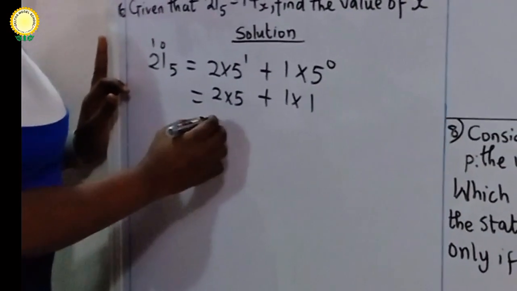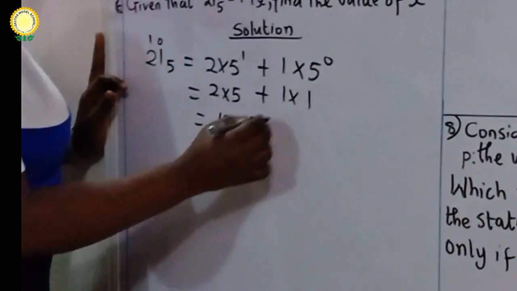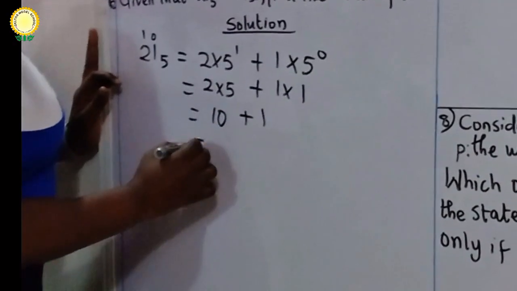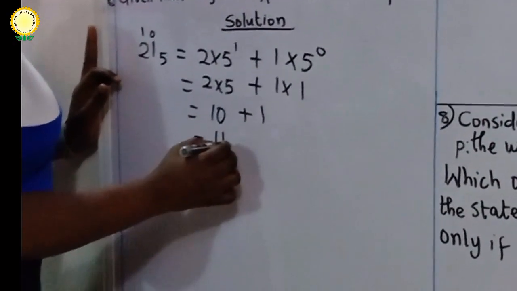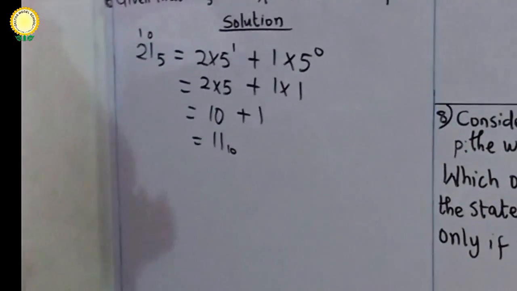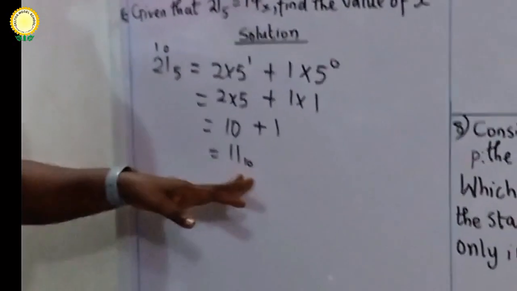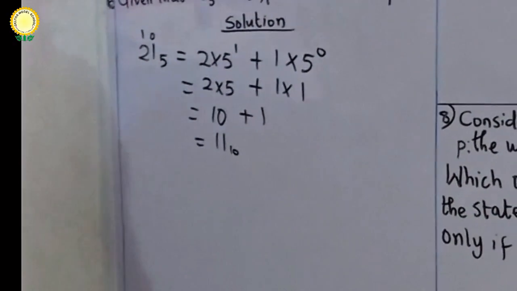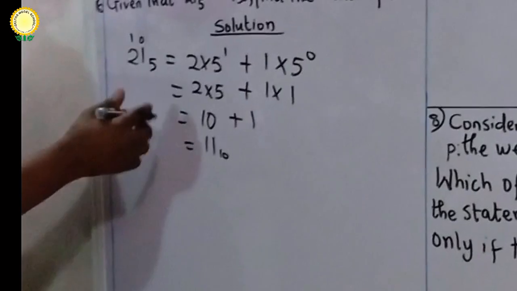Let's simplify that. 2 times 5 is 10, plus 1 times 1 is 1. Our final answer is 11. That is to base 10. If you don't write 10, everybody knows that 11 is to base 10.